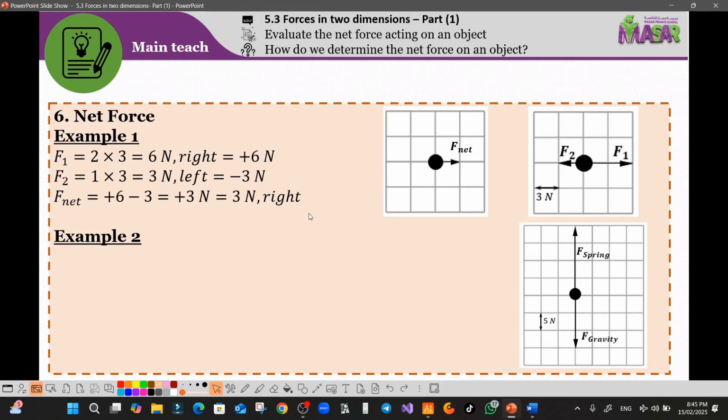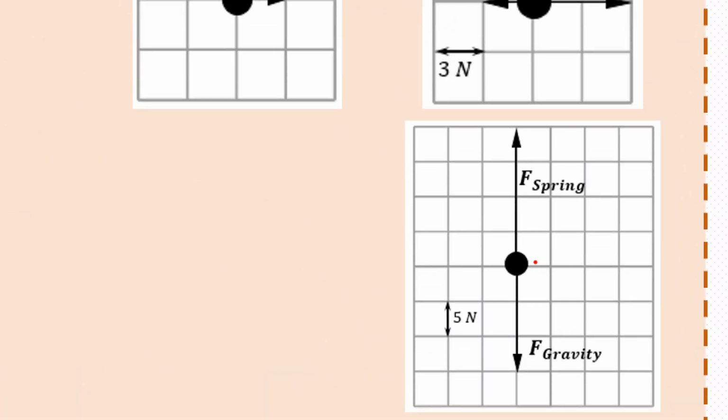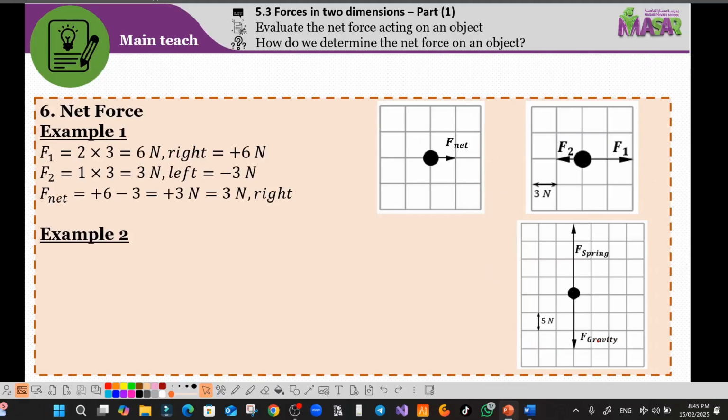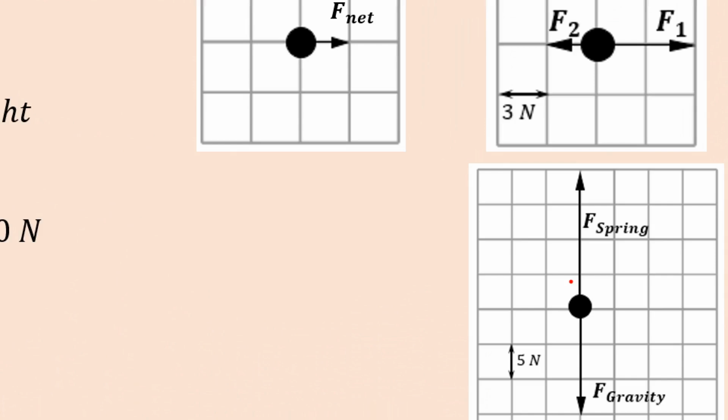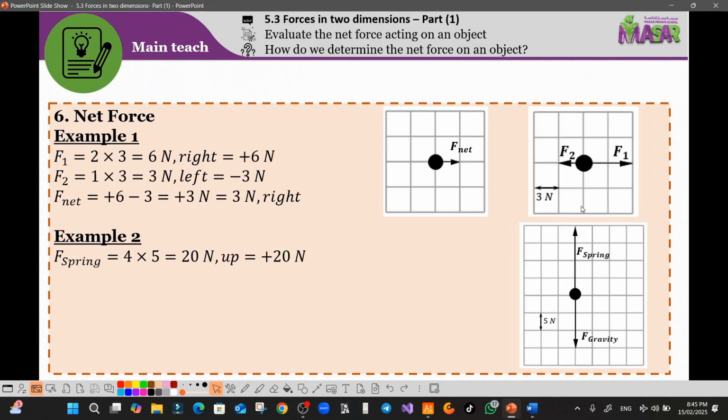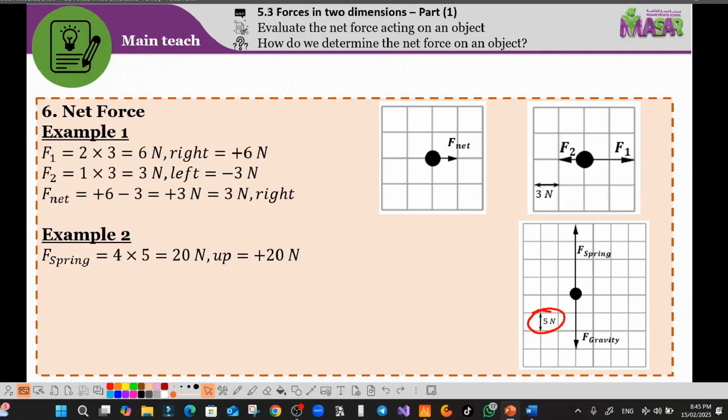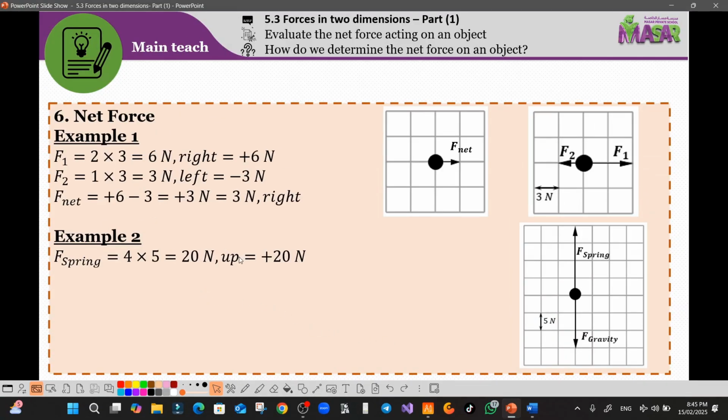Now for the second one, here we have F spring and F gravity. We don't know what the magnitudes are, so let's find the magnitude for each. Now the F spring is 4 times 5, because we have 4 grids, 1, 2, 3, 4, and 5 because the scale used here is 5, so 20 Newton up. Again, up stands for plus.